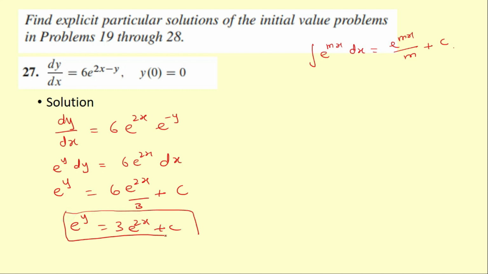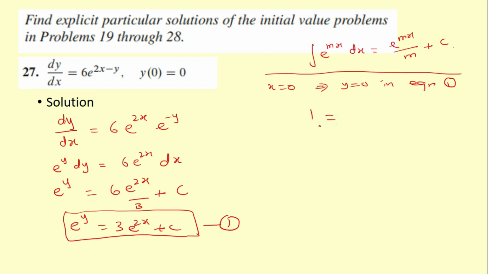After finding c, we use the initial condition: x is 0 gives y is 0 in equation number 1. So in this equation, put x is 0, y is 0. Y is 0 gives the left hand side e power 0, which is 1. The right hand side is 3 times e power 0, that is e power 3 into e power 0 plus c. So 1 is equal to 3 plus c, which gives c is 1 minus 3. C is minus 2.